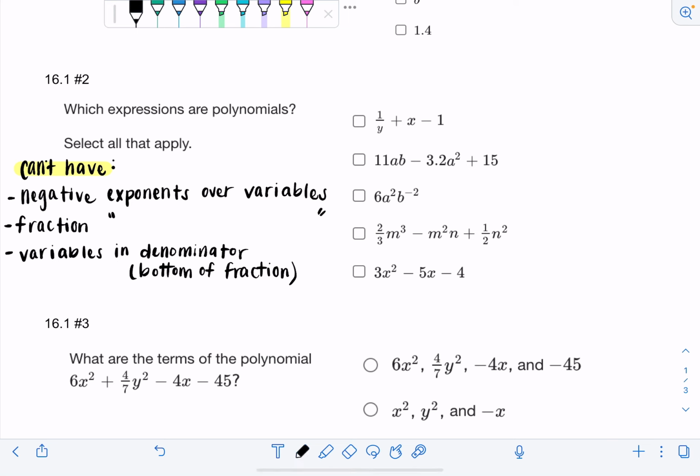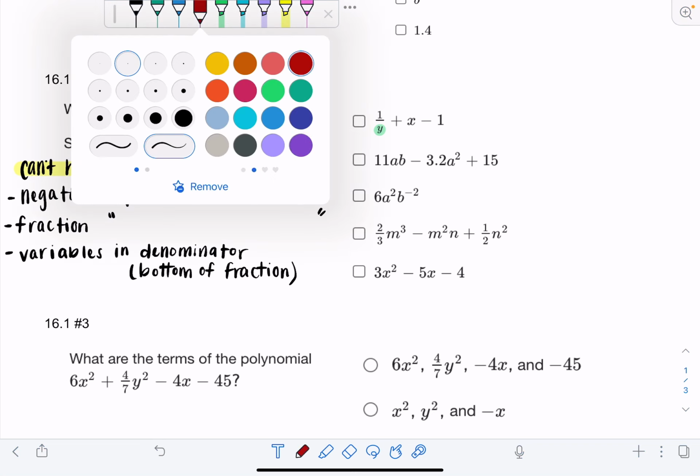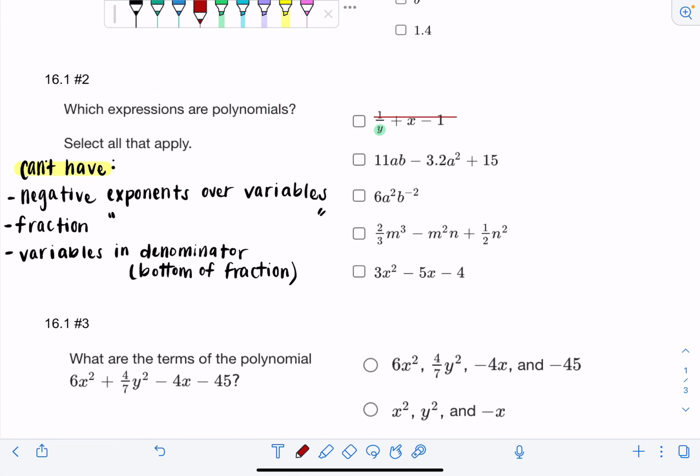And then the third one, we can't have variables in the denominator of a fraction, which, remember, the denominator is the bottom. Okay, so we're going to go through each of these and mark off which ones are not correct. So the first one, 1 over y plus x minus 1. It has a y in the denominator, so it breaks the third rule. Can't have variables in the denominator. So that one would not be a polynomial, so we're not going to check it. I'll cross it off in red. We're supposed to check which ones are polynomials. That breaks the rule of having a variable in the denominator, so we don't check that one.